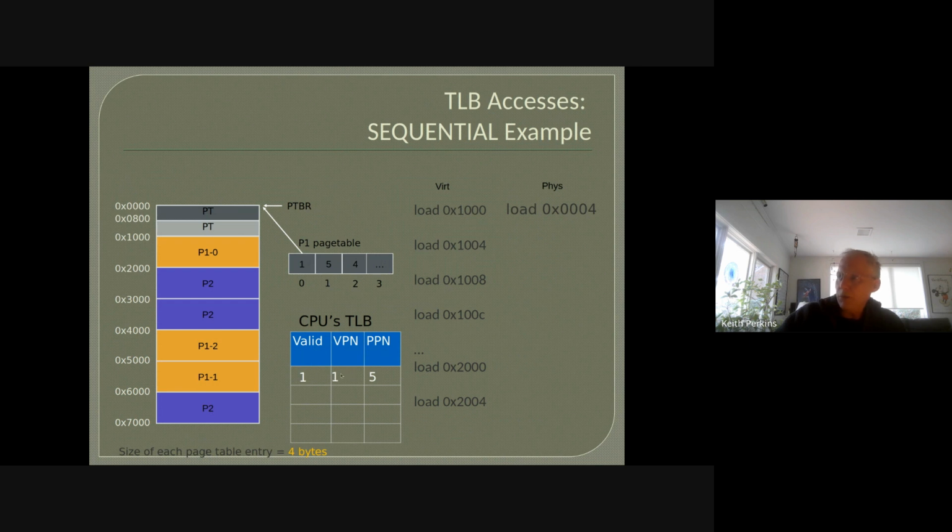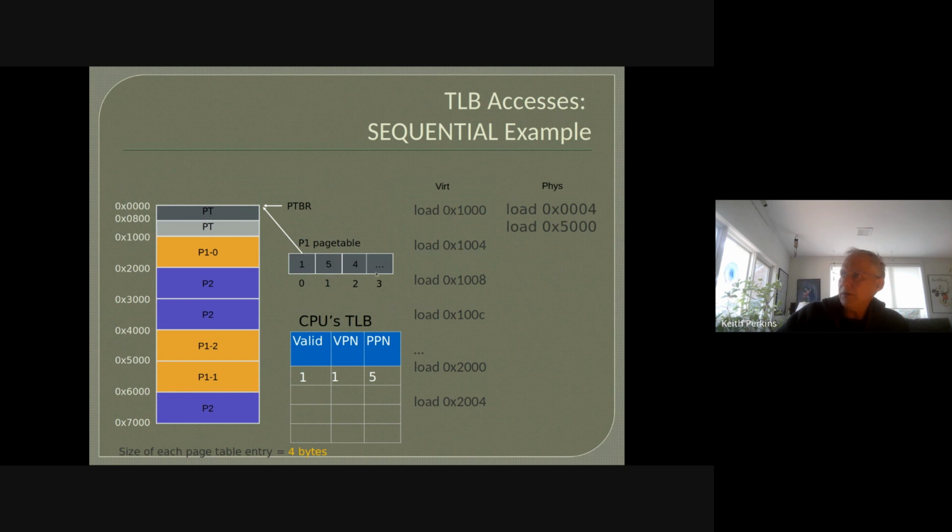Virtual page 1 maps to physical page 5, and I've got a valid bit here, and all the other entries should be invalid or zeros. And then I keep going. So now I can map this virtual address of 1,000 to a physical address of 5,000. Then I go and get the next entry in my array, 1,004. I go to my page table and get the first entry right here. But it's a little bit different now.